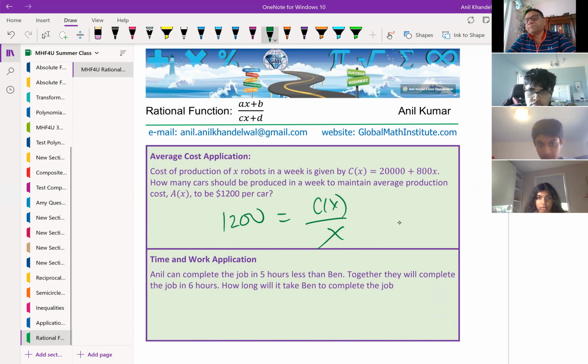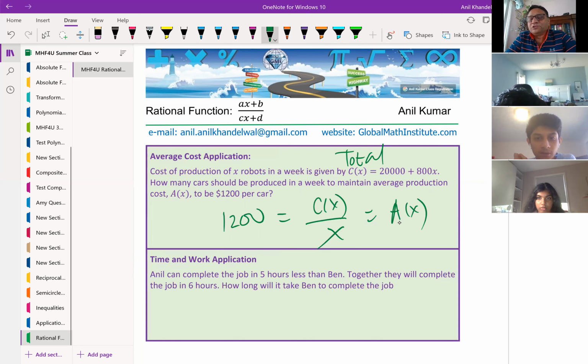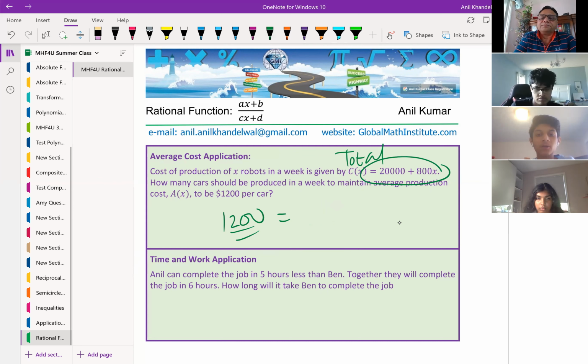You understand? So can you repeat that? This is the total cost, right? Yeah, C of X. So divide by X, you get average cost. Just divide this equation by X, equate it to 1200, and you get your answer. Is that clear to you?